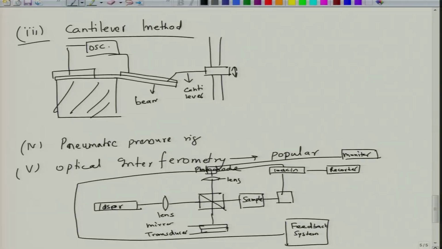So these are certain methods for making measurements of the direct type, and then we can have measurements related to surface acoustic waves, or bulk acoustic waves.